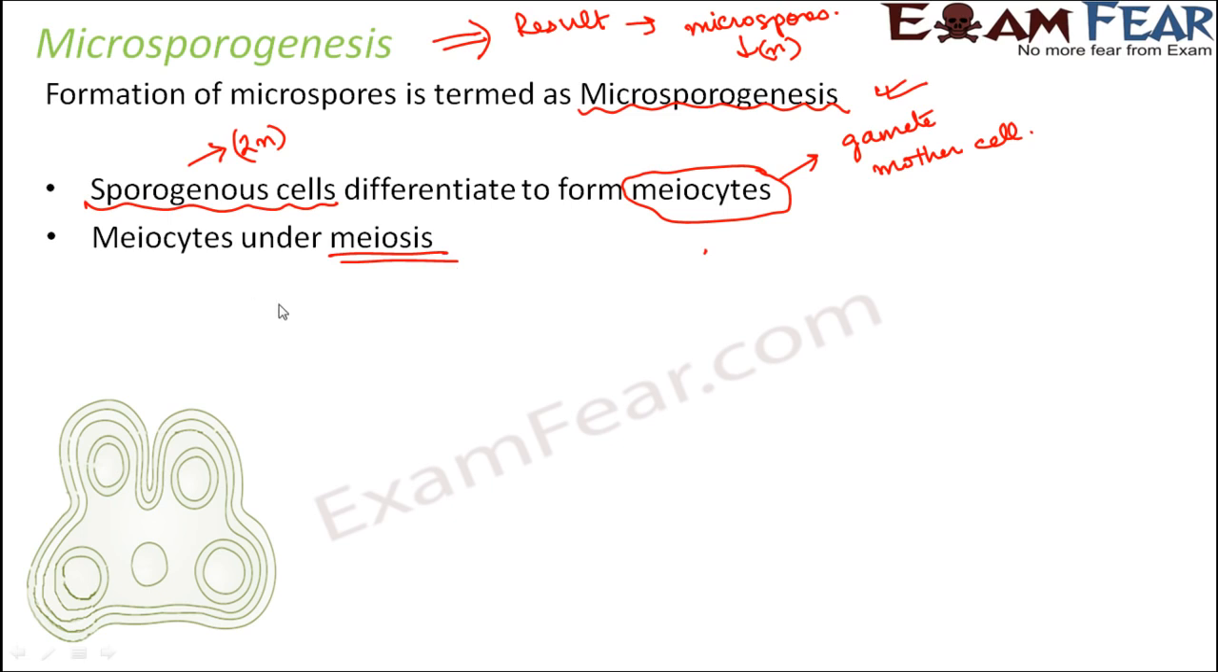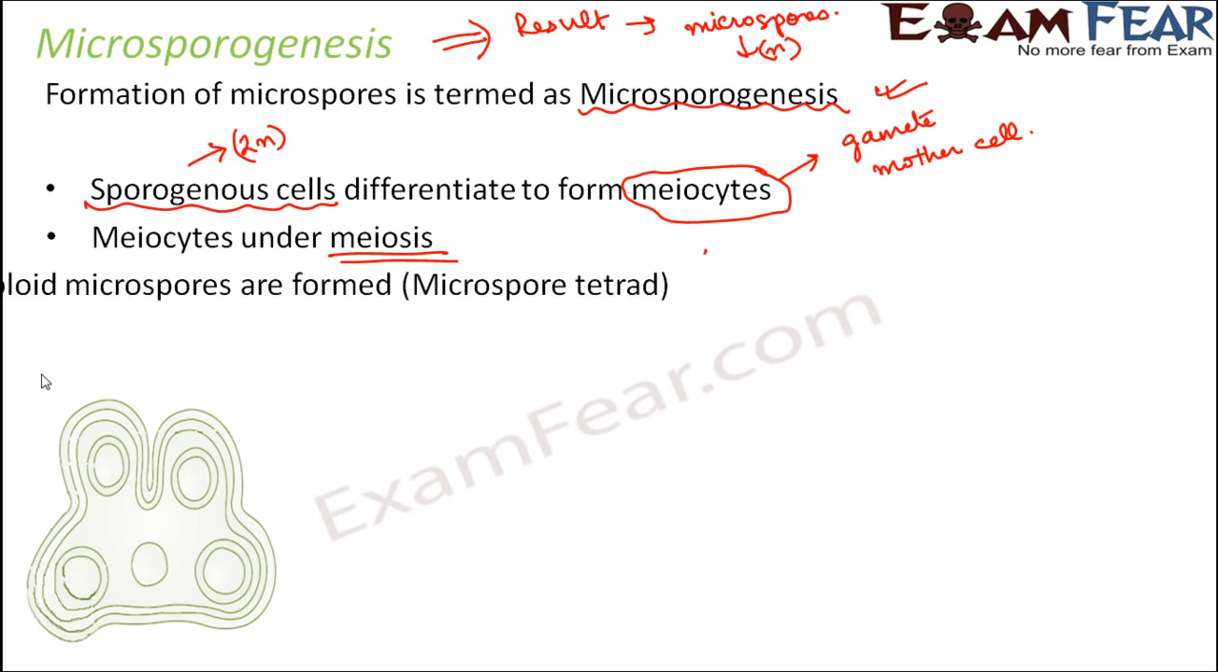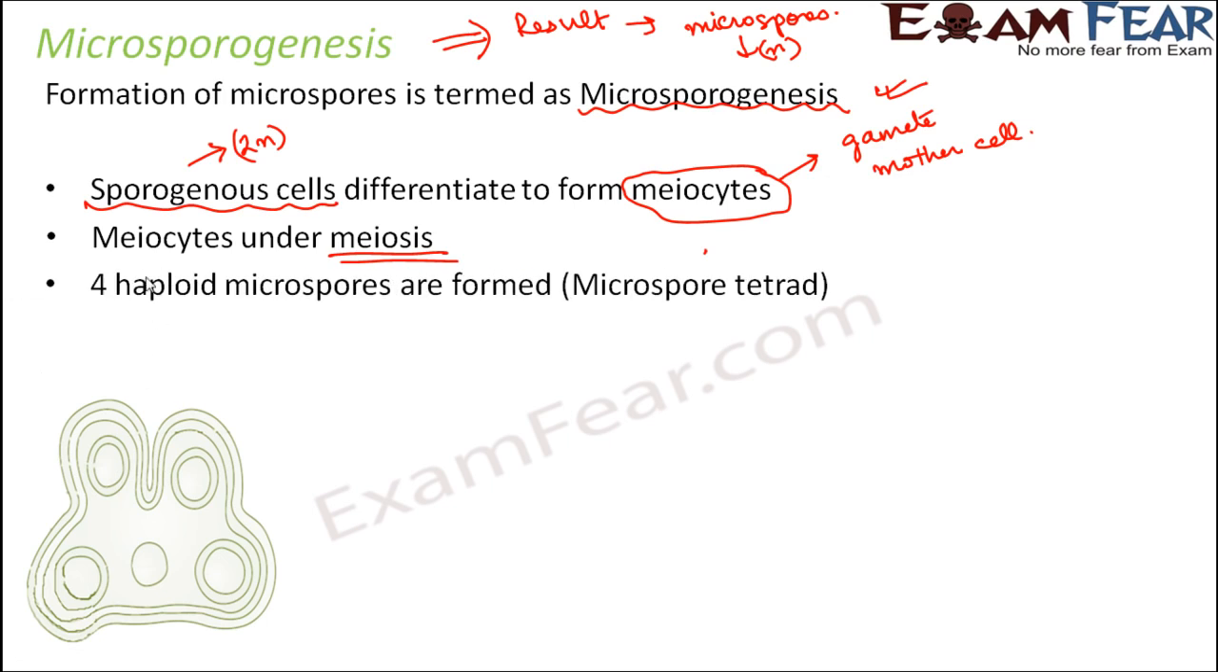Now when meiosis occurs, then what is the result? The result is that haploid microspores are formed, and since 4 microspores are formed, that is why it is called microspore tetrad. Tetra means 4. Since 4 of them are formed, it is called a microspore tetrad. So please understand it once again.